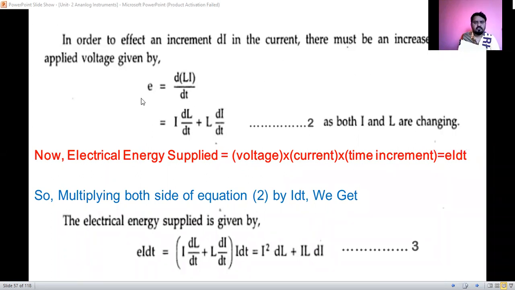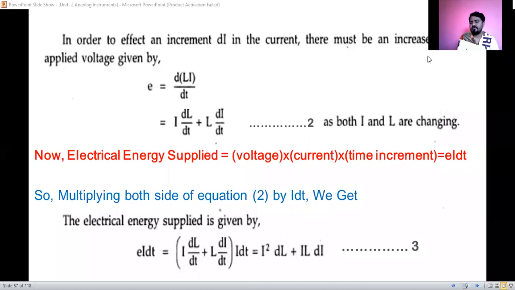So because of the change in the current, the increment in the current i to di, there must be an increase in the applied voltage. So V equal to IR, we know the formula. If the current increases, the supply voltage will also increase. By increasing the supply voltage only, we can increase the current. So for that reason, there must be an increase in the applied voltage.